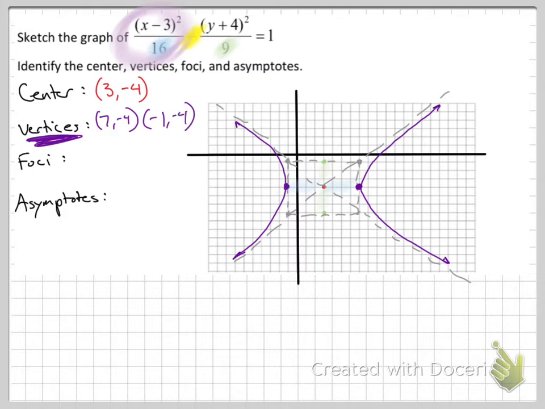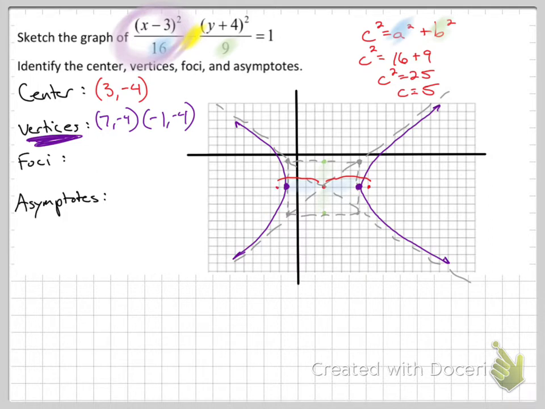Then the foci. Now we need our equation. C squared equals A squared plus B squared. Remember, A and B are already squared. It likes you to think of A as being the one under the positive and B being the one under the negative. But because it's plus, it doesn't even technically matter. C squared equals, those are already squared, 16 plus 9. C squared equals 25. C equals 5. So 5 to the right and 5 to the left. So here and here would be my foci.